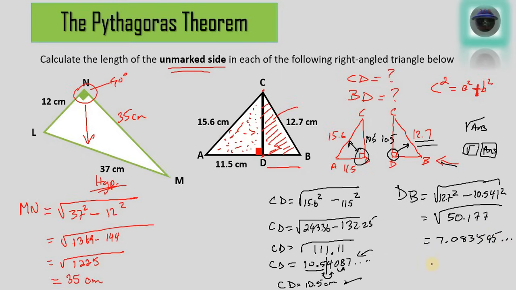7.083595, etc. But let's say I want 1 decimal place. Then I will go 7 point, check this. This is the first decimal place. Check the very next digit to see if I should increase the 0 to 1. And because it's 5 or more, it falls in the category of 5 or more, I add 1 to the 0 and I get 1 here. So that's 7.1 centimeters. Okay, so this DB here is 7.1 centimeters.